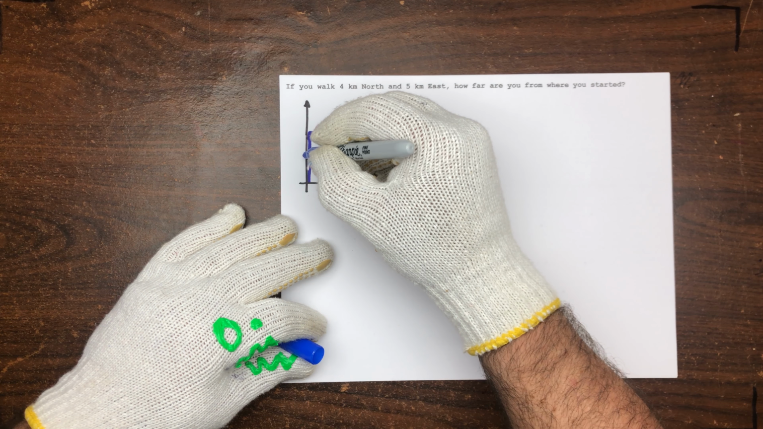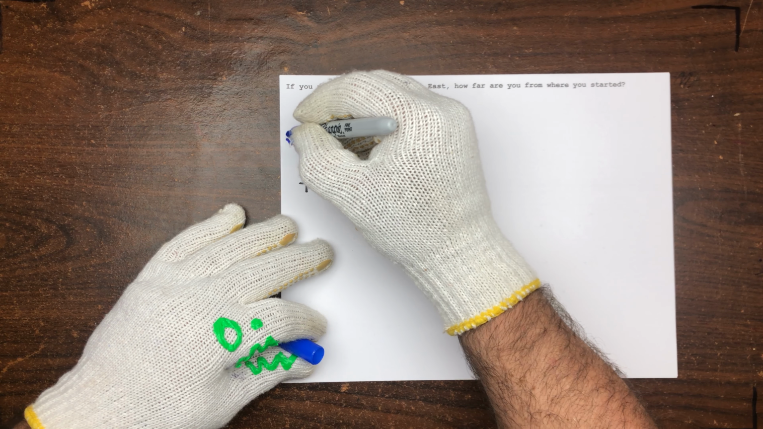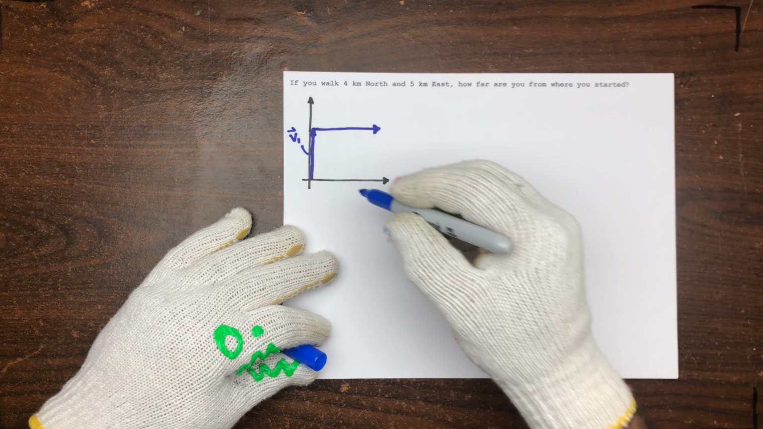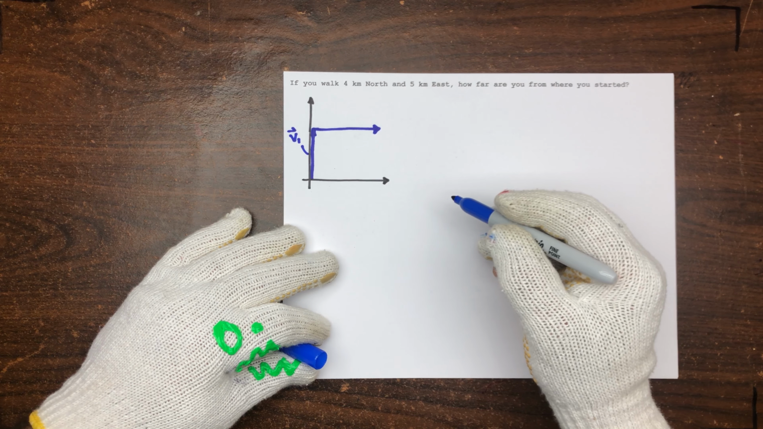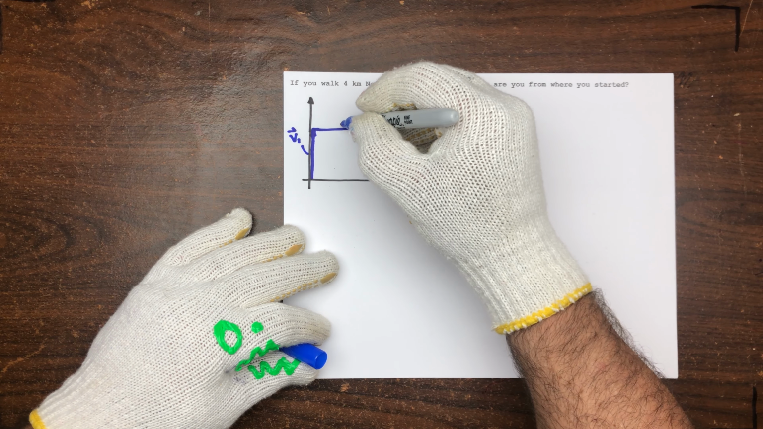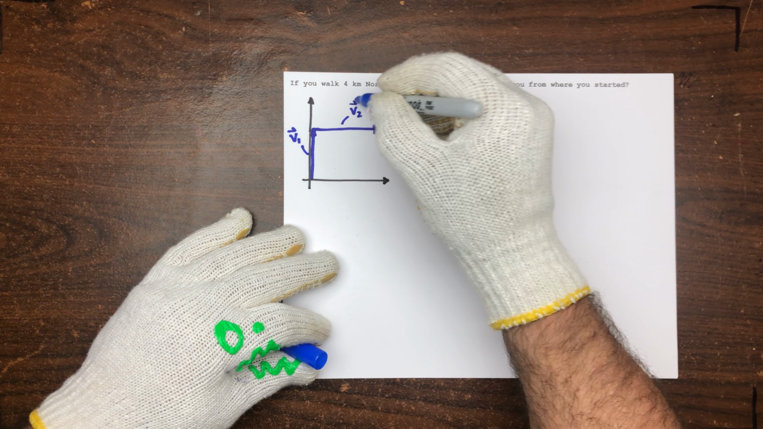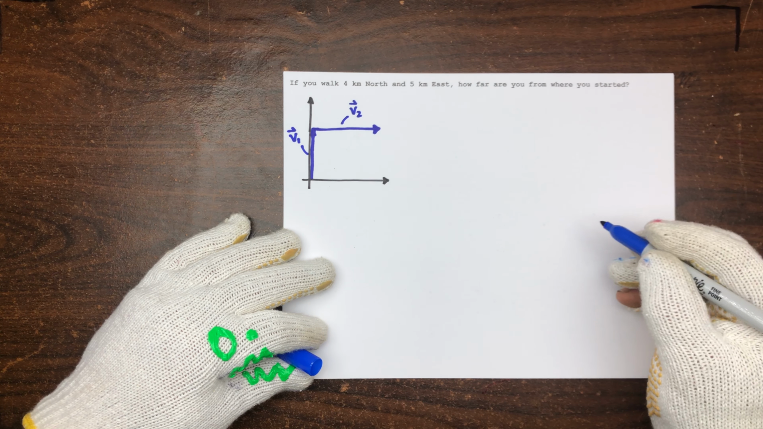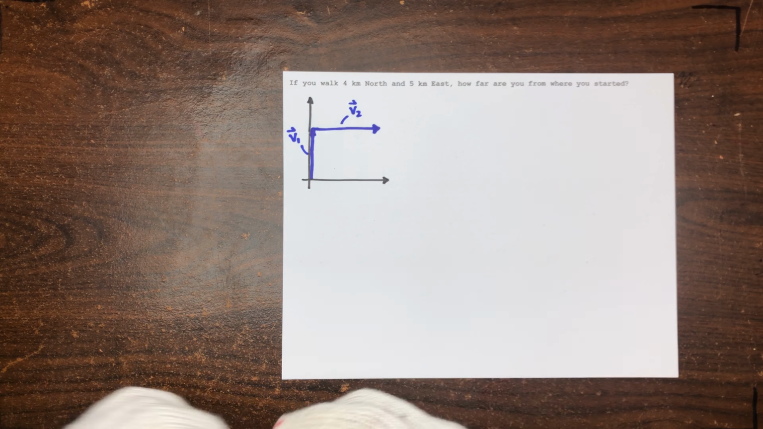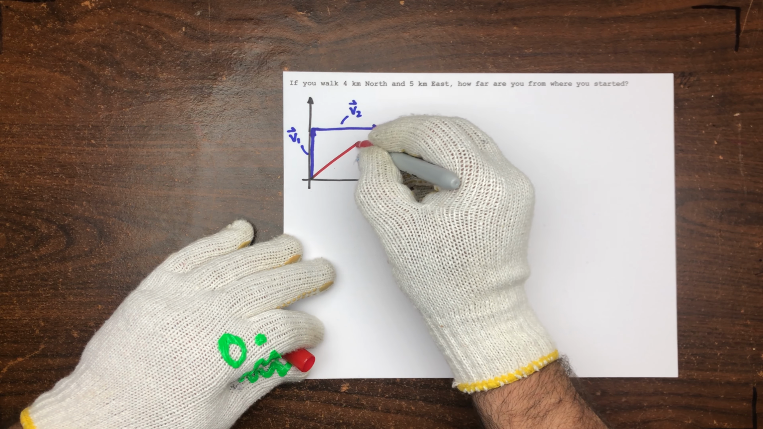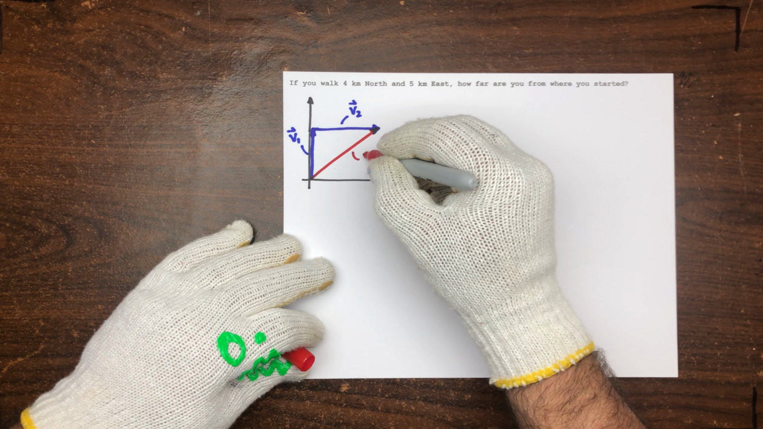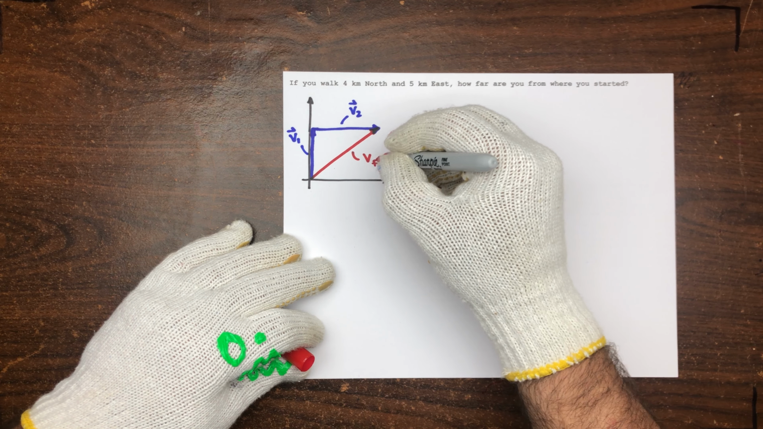Okay, so here's my first leg, and I'll call this V1 vector, because it has not only a magnitude but direction as well. And this one, we call V2 vector. Okay, and we're asked for how far you are from where you started. We'll call this one here V final vector.